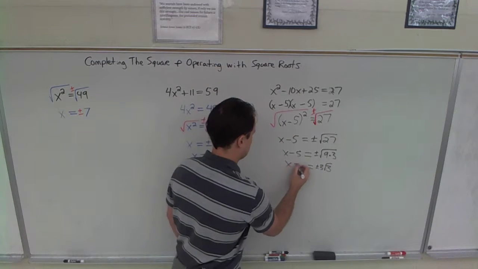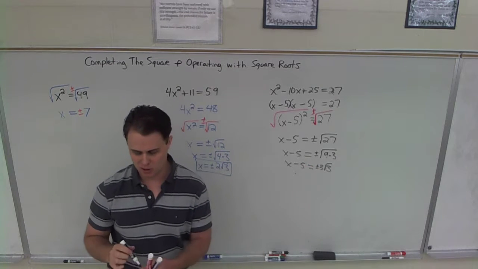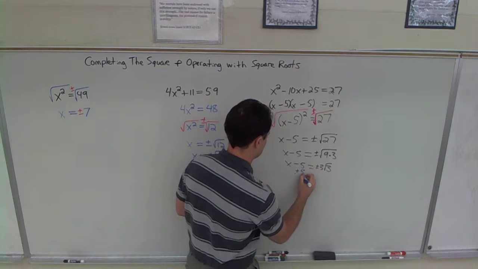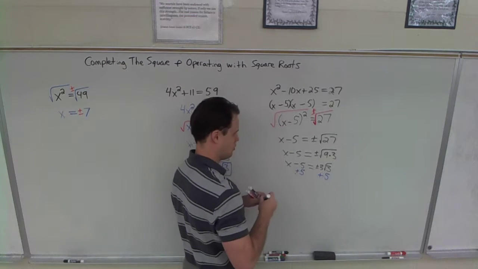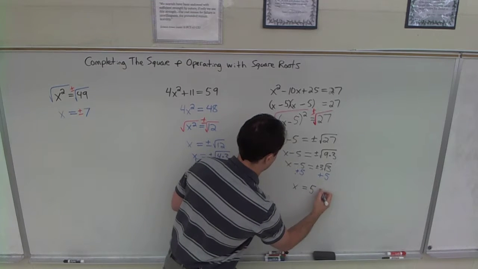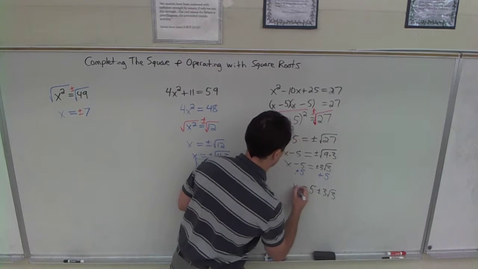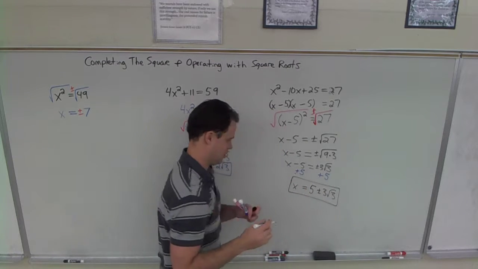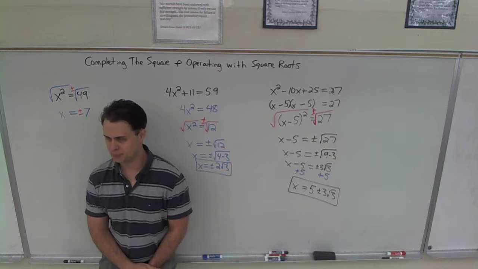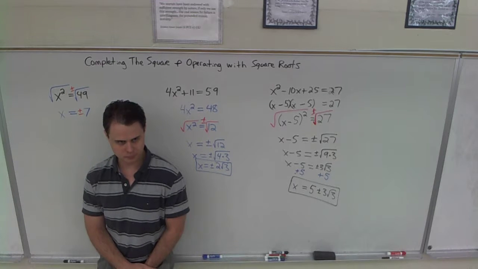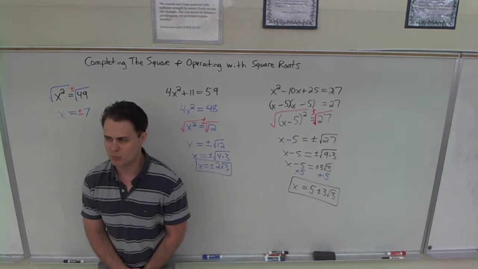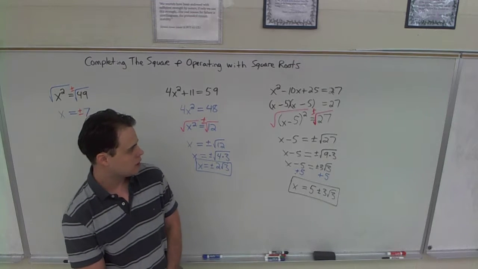I haven't gotten x by itself though until I add the 5. I'm going to show my work just to make this nice and clear. So I'm going to get x equals 5 plus or minus 3 roots of 3. And we can turn that into a decimal, but exact answers are better than decimals. So that's all kind of like Algebra 1. I know that we did most of that in my Algebra 1 class, about all of it actually.